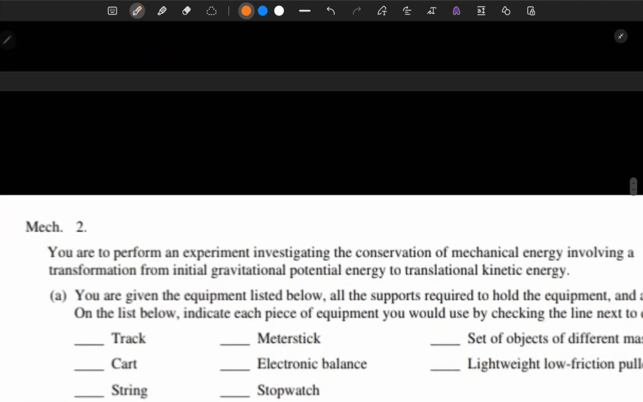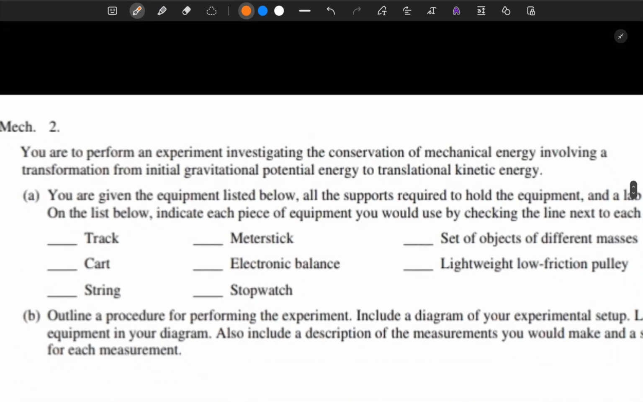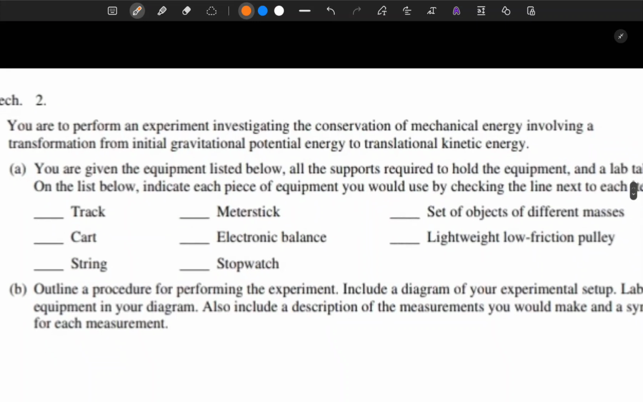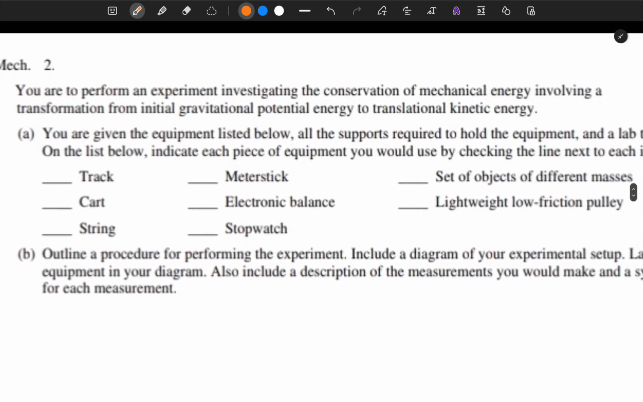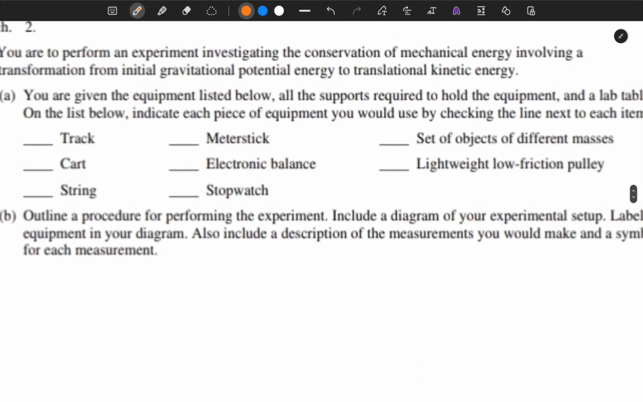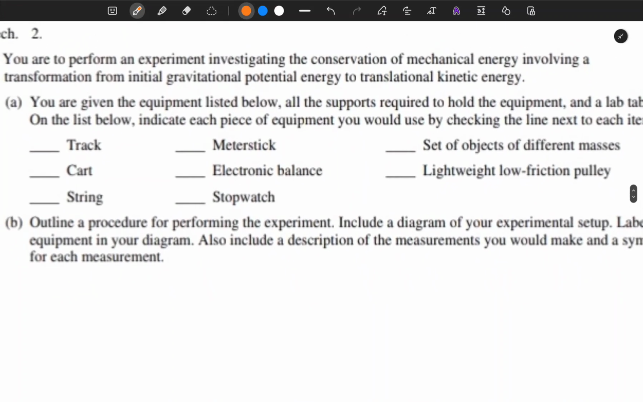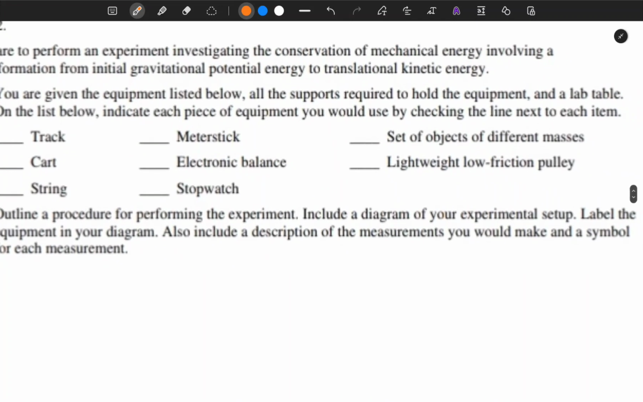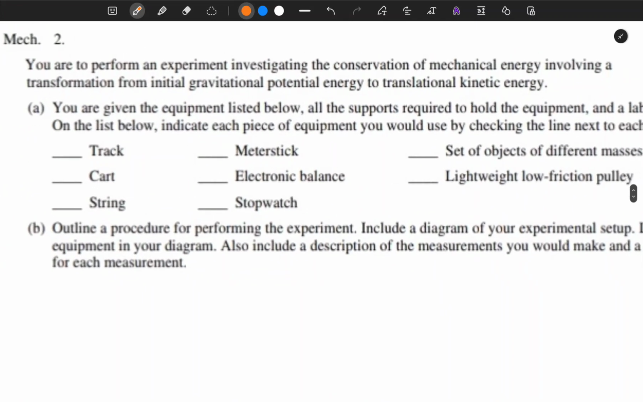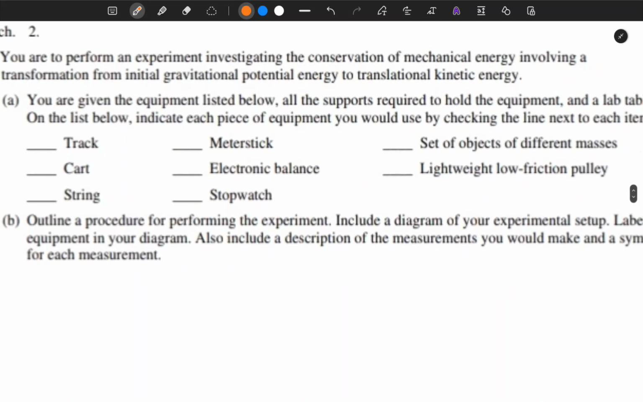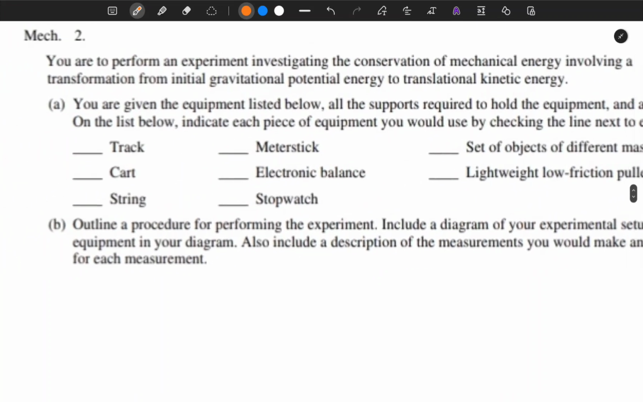Next, let's consider the second problem. You are to perform an experiment investigating the conservation of mechanical energy involving a transformation from initial gravitational potential energy to translational kinetic energy. In Part A, you are given the equipment listed below, all the supports required to hold the equipment, and a lab table. On the list below, indicate each piece of equipment you would use by checking the line next to each item.